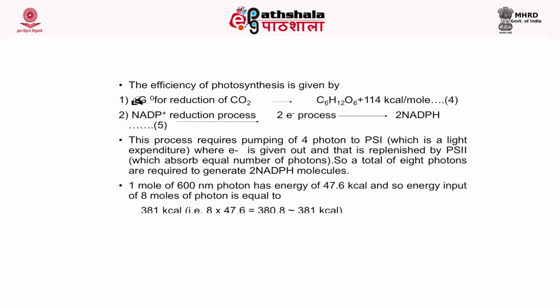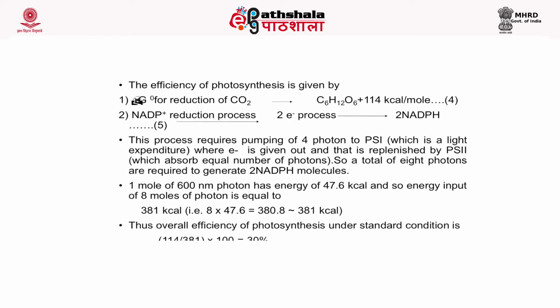NADP plus in the reduction process uses 2 electrons and produces 2 NADPH. This process requires pumping of 4 photons to photosystem 1, which is a light expenditure where an electron is given out, and that is replenished by photosystem 2, which absorbs an equal number of photons. So a total of 8 photons are required to generate 2 NADPH molecules.